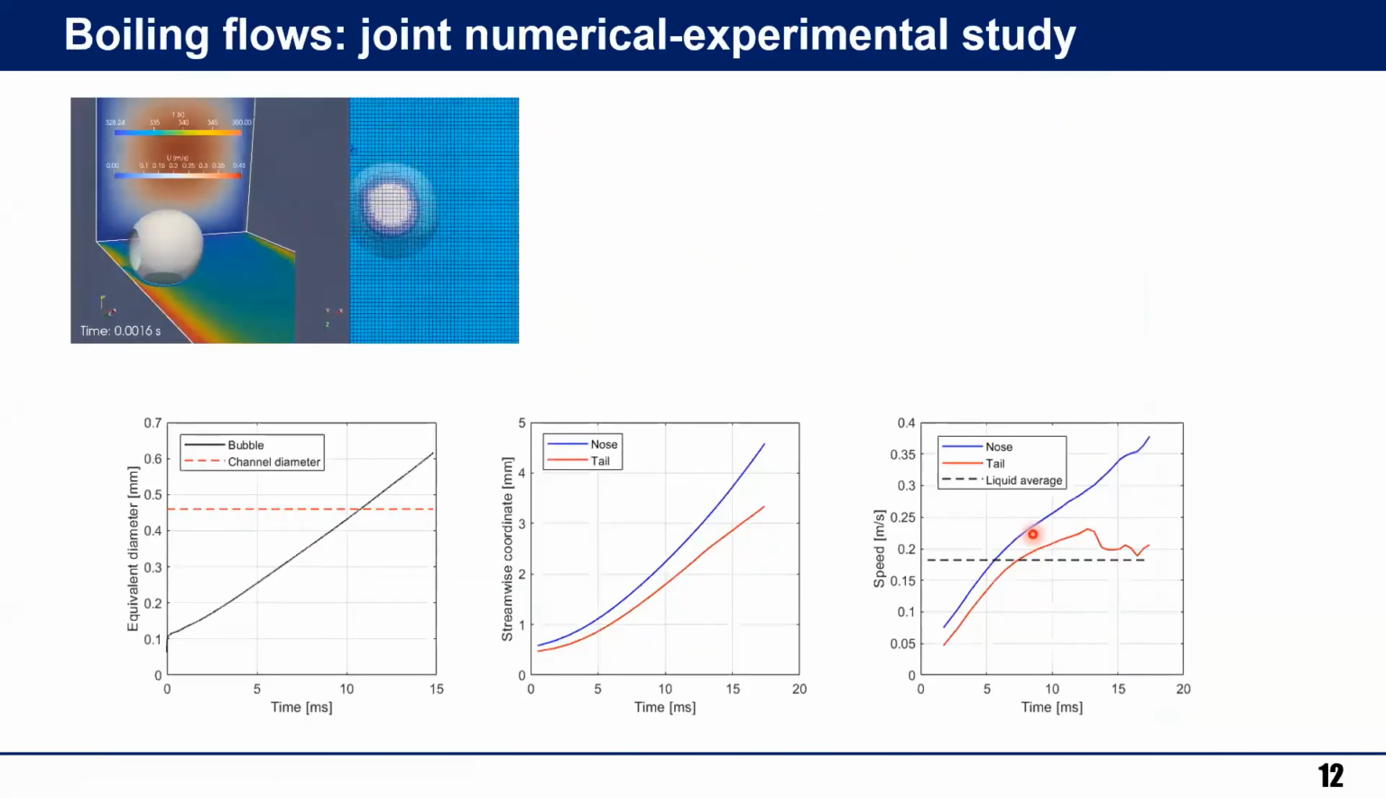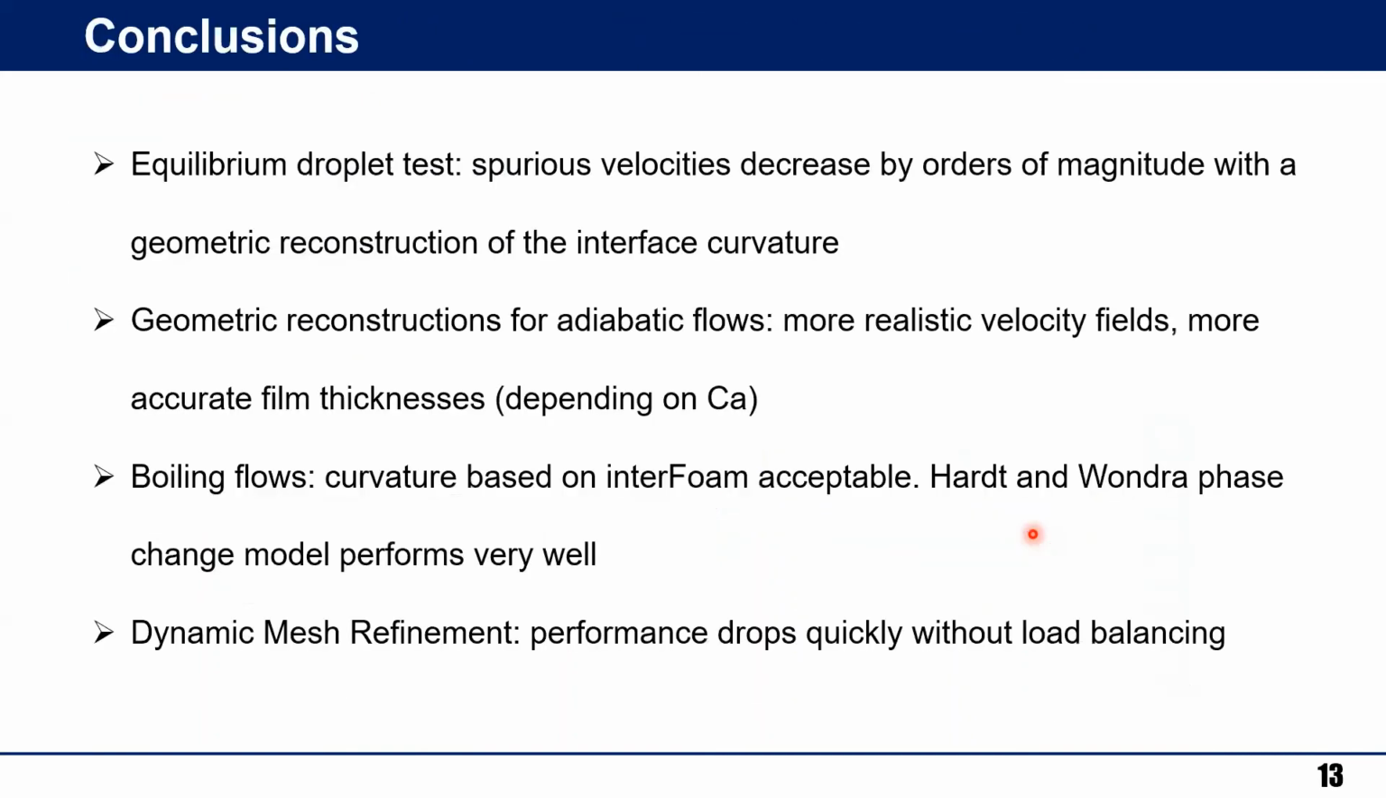We also have dynamic mesh refinement, even though it's without load balancing. So we see a serious deterioration of the performances as the bubble grows and moves along and the processors are no longer balanced. So I leave you here with my slides about conclusions.